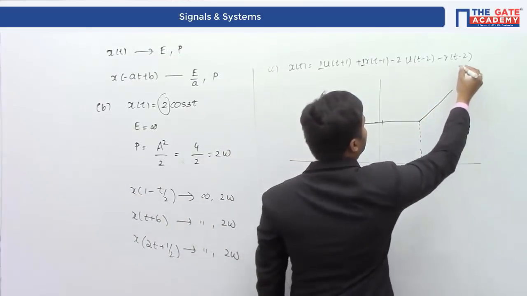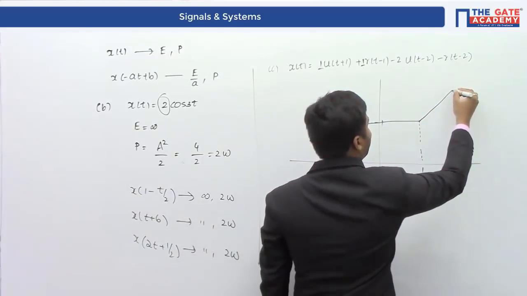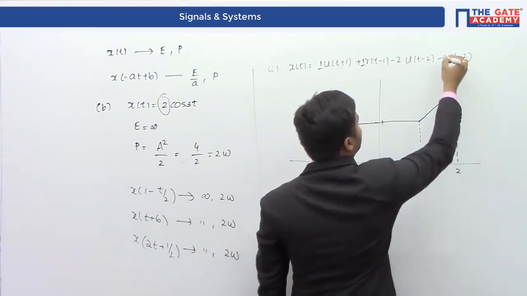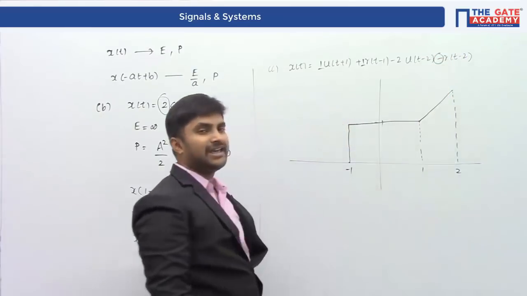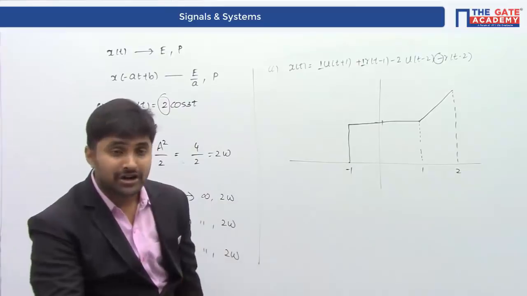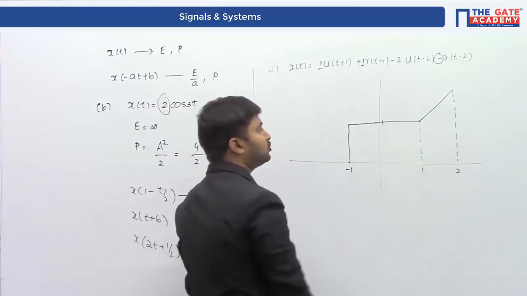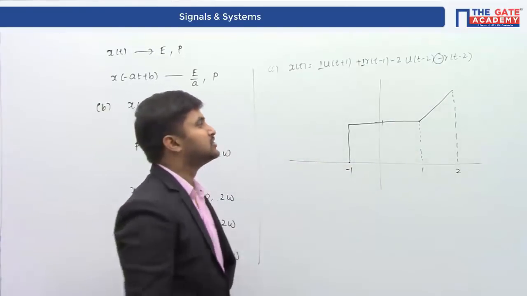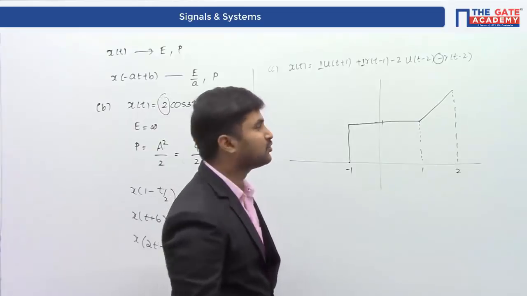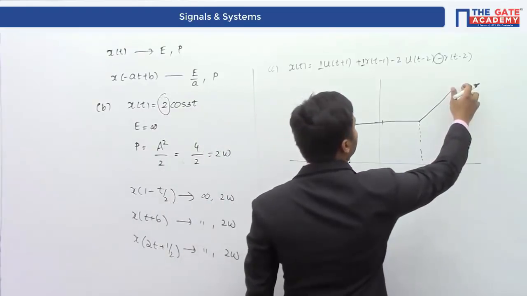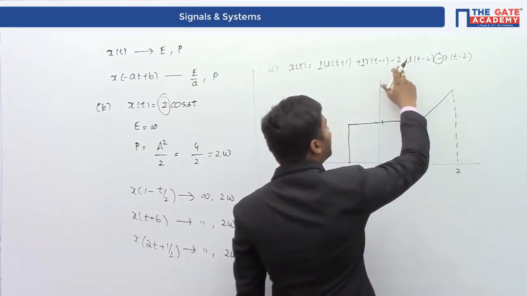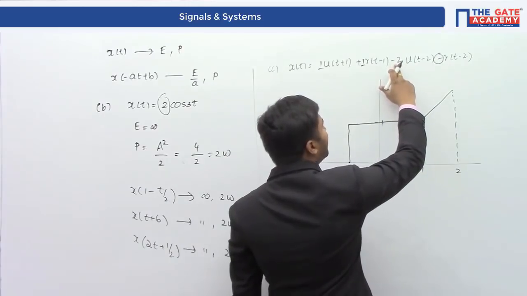And what you are adding at t is equal to 2, you are adding a ramp of minus 1 to the already existing ramp of 1 unit. So what happens to the slope now? The slope is now going to become equal to 0. Not only that, you are adding a step of minus 2.